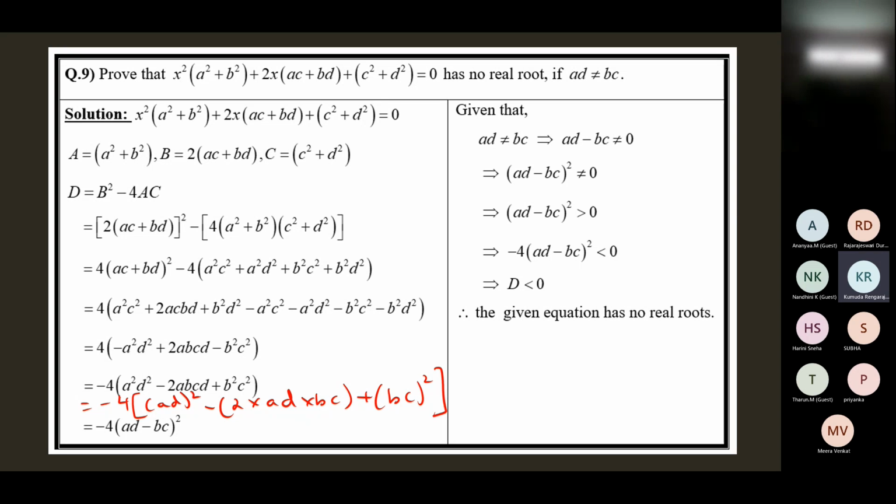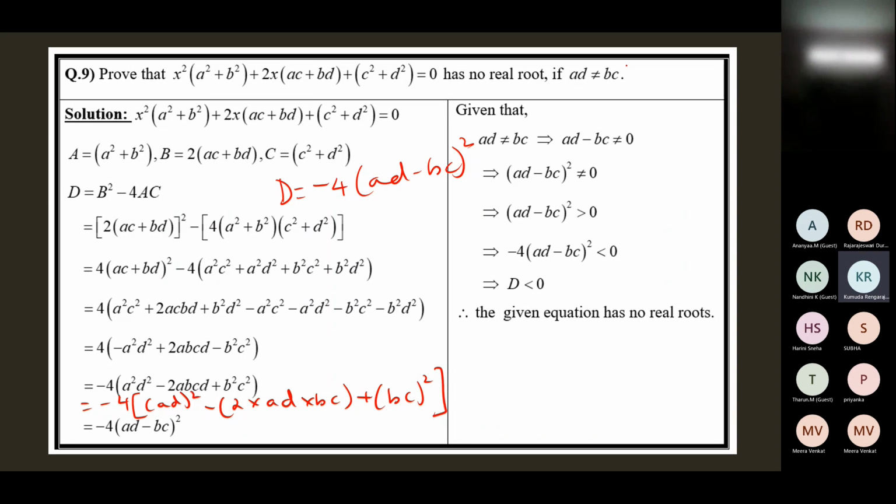So we found the value of D. D is minus 4 into (ad minus bc) the whole square. Now let's analyze it part by part. Let's first take up ad minus bc. The discriminant is minus 4 into (ad minus bc) the whole square. We'll have to analyze it because you'll have to give your opinion on the nature of the roots. So you'll have to analyze what kind of expression this one is.